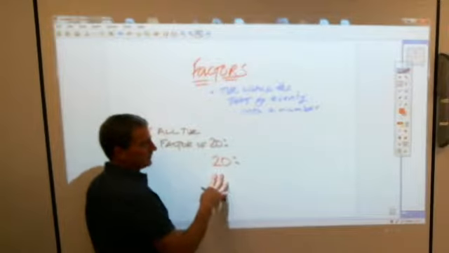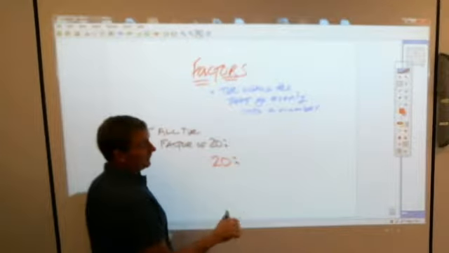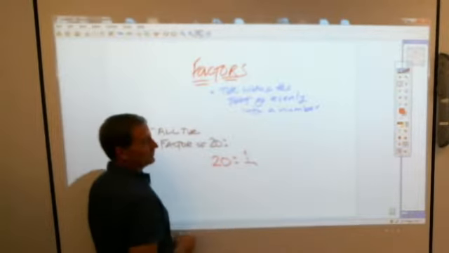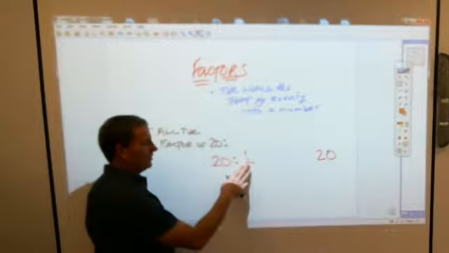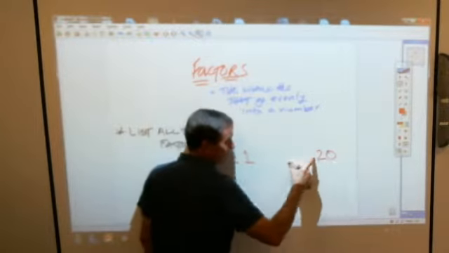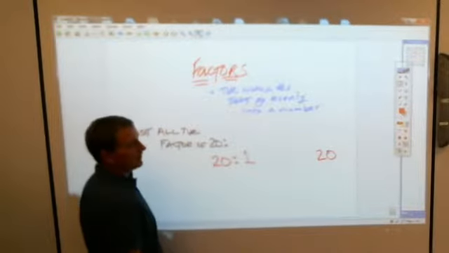What times what gives me 20? You should always start with the number 1, because 1 is a factor of everything. 1 times what gives you 20? 20. 1 times 20 is 20. So I would write the 1 there, the 20 there, because I'm going to read them off in order, so you kind of need to list them in order, otherwise you're hunting and trying to find them.